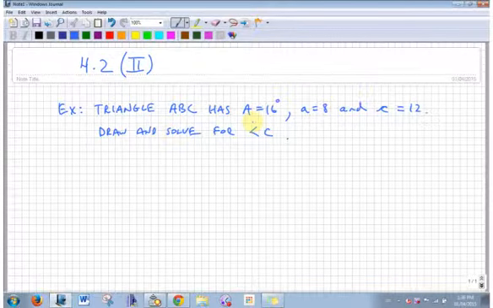Anyway, today, one triangle. Angle A is 16 degrees. Little a, which is opposite angle A, is 8, whatever units it is. And little c, the side length, is 12. I want you to draw this.